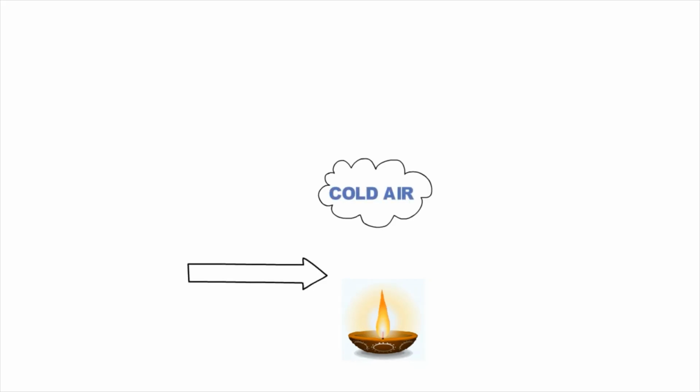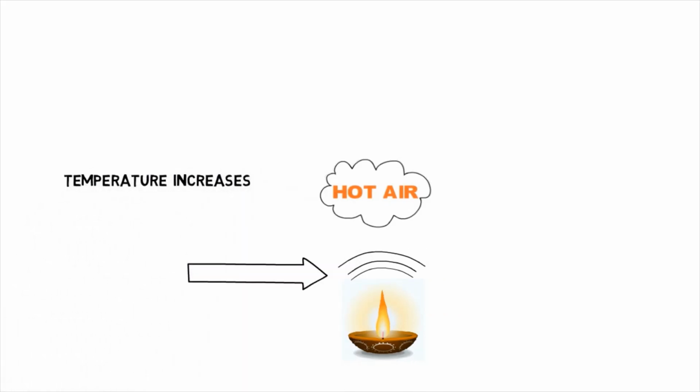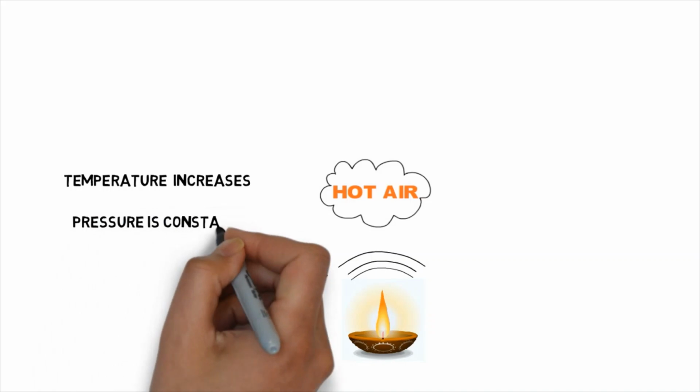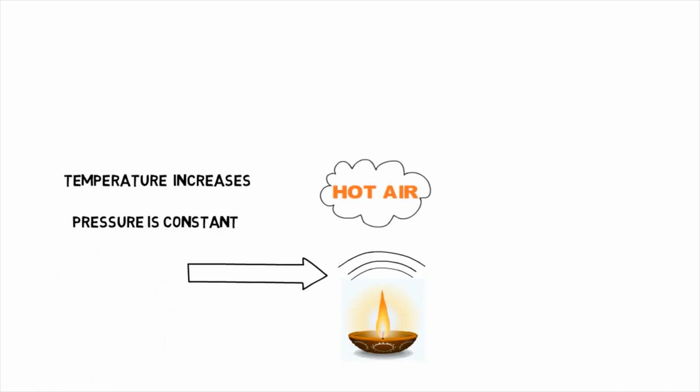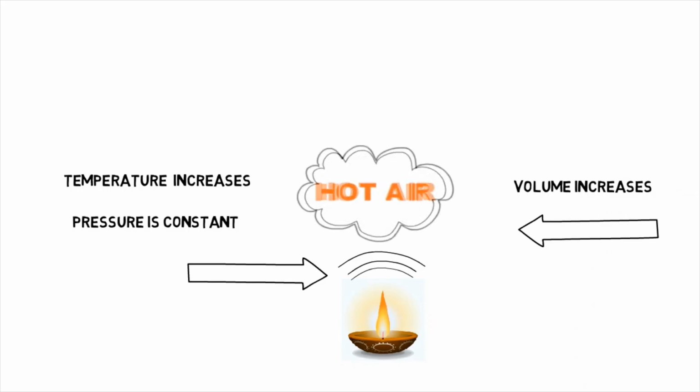Now, in the case of the lamp, when it's lit, the flame causes air around the lamp to heat up. This causes an increase in the temperature of this air. But the pressure on this air is the same as the atmospheric pressure, which is constant. So temperature is increased, but pressure is not changed. And as pressure into volume upon temperature is constant, the volume of the air has to increase.